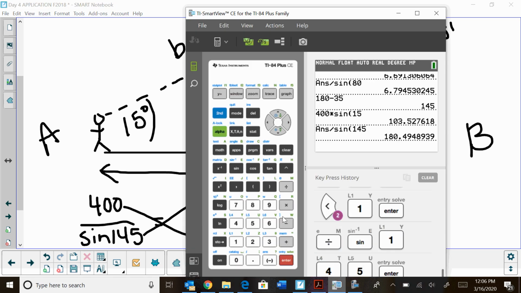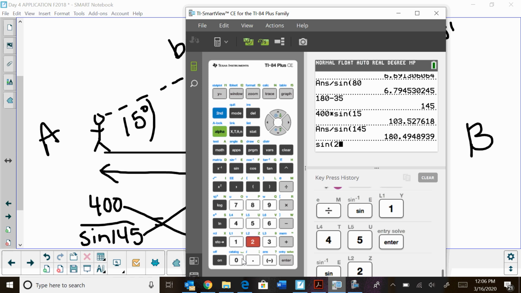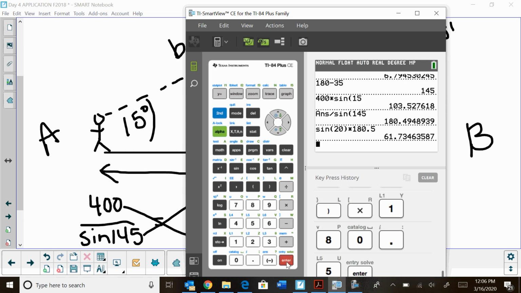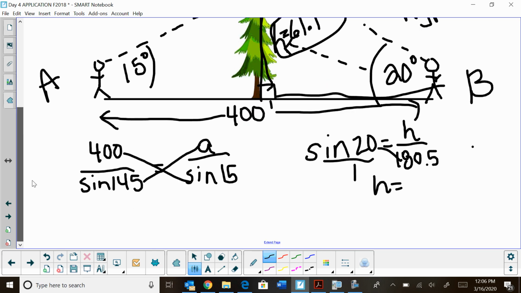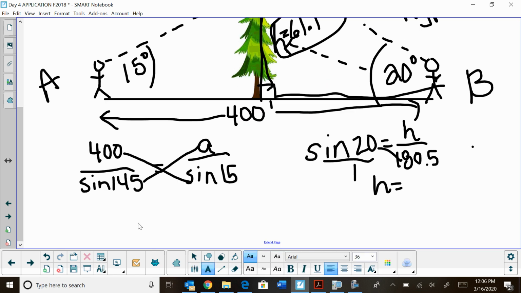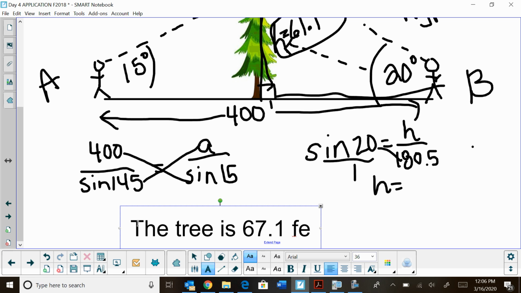So let's grab the calculator and take the sine of 20 times 180.5. And that's 61.7. So that means the height of the tree is 61.7 feet. So in summary, let's go to the bottom and write up what our answer is. The tree is 61.7 feet tall.